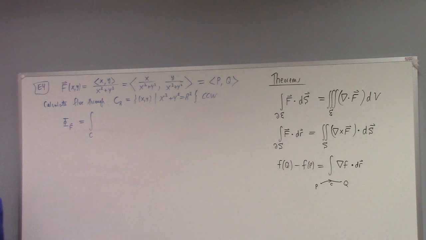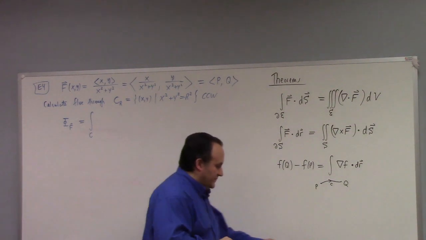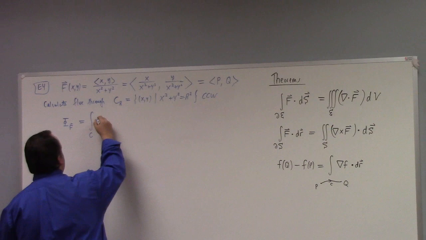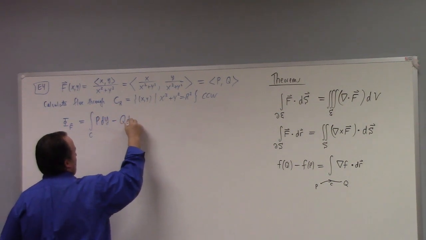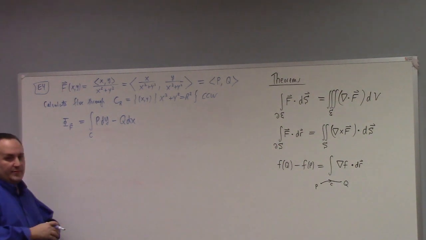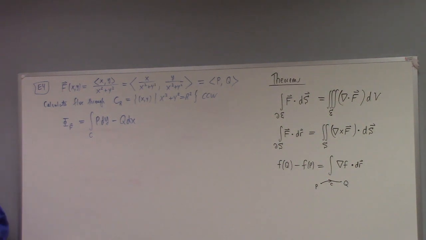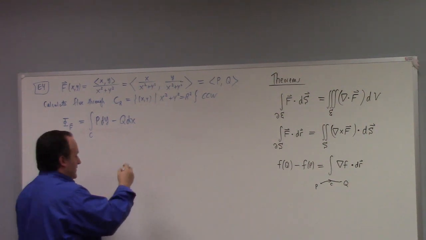Can anybody remind me how we calculate this while I'm searching through my notes? It's back in Green's theorem. P dy minus Q dx is what we figured out, and that came from taking the dot product with the outward normal. Remember, the outward normal switches x and y, and so when you take the dot product with the outward normal, you end up with this formula. So we can actually put this into practice.